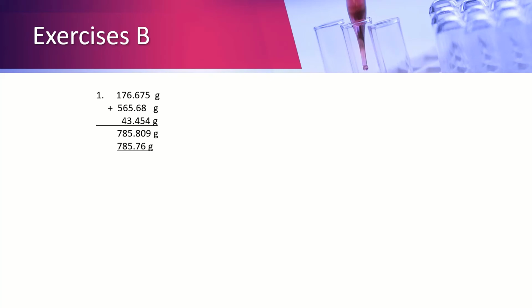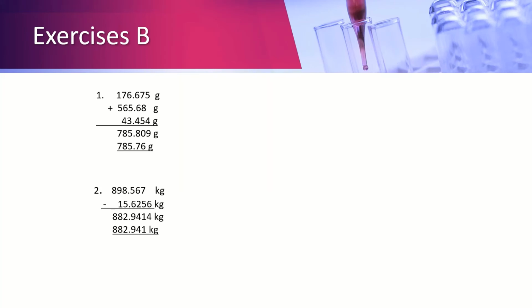Now, for the second exercise, 898.567 kilograms minus 15.6256 kilograms. So you subtract 15.6256 from 898.567. So your result is 882.9414 kilograms. Now considering the number of decimal places, the fewest is 3 decimal places after the decimal point. So your final answer should be 882.941 kilograms.